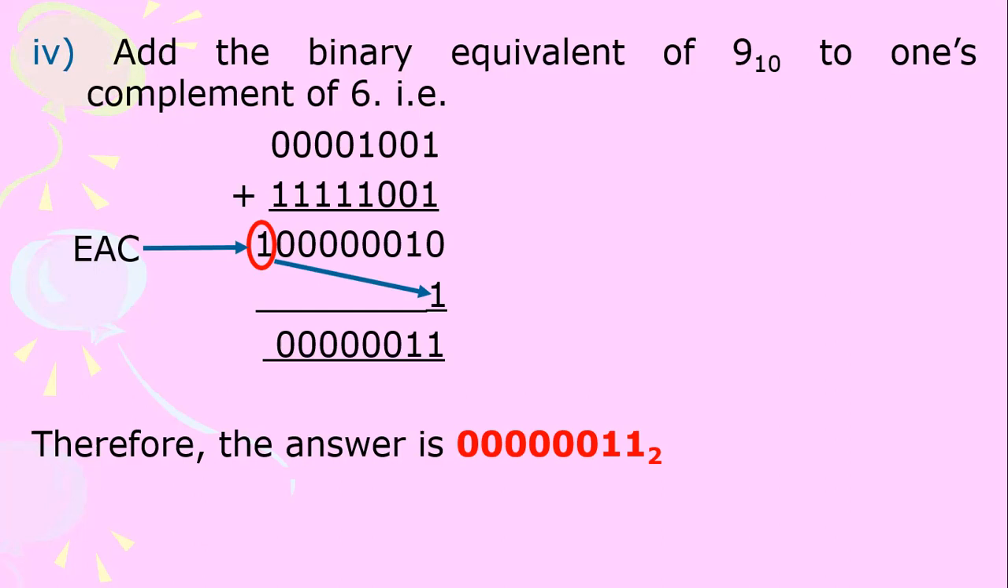And of course, in the real sense, 9 minus 6 is 3. The binary equivalent of 3 is usually 1, 1. And because we are talking about 8-bit representation, then we have 0, 0, 0, 0, 0, 0, 1, 1 in binary.